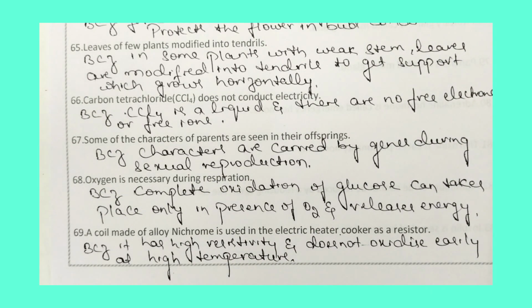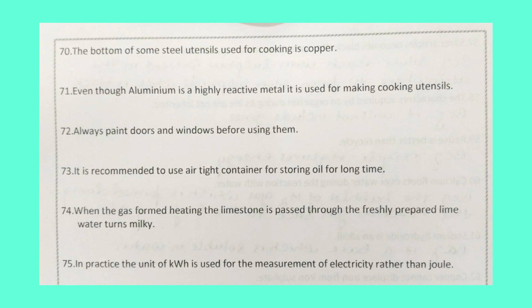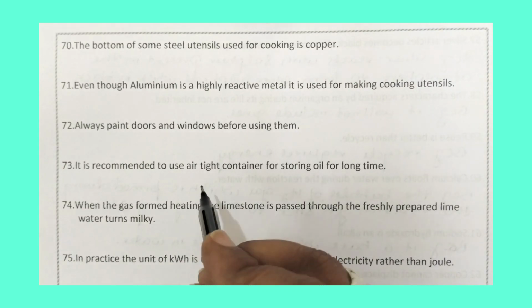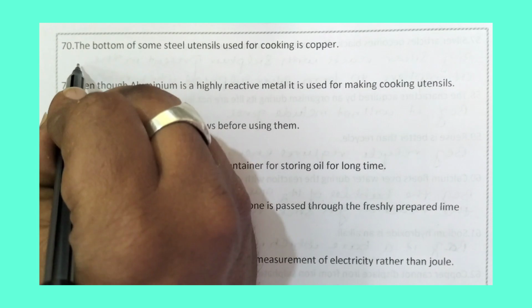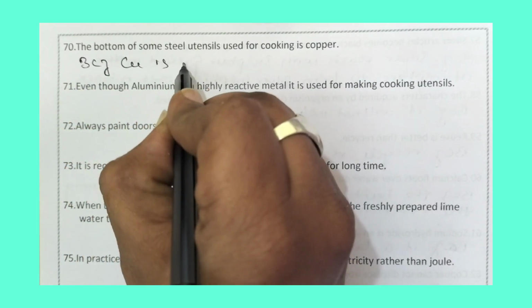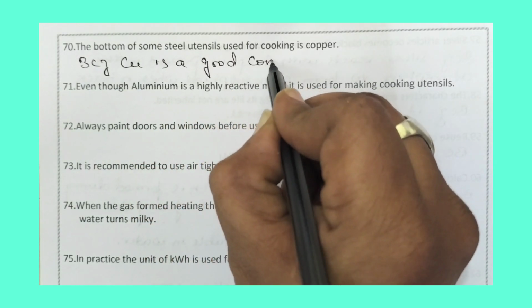Now let us move to question number 70. The bottom of some steel utensils used for cooking is copper. So the bottom of some steel utensils used for cooking is copper because copper is a good conductor of heat.